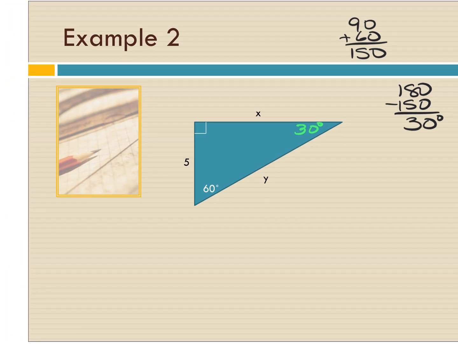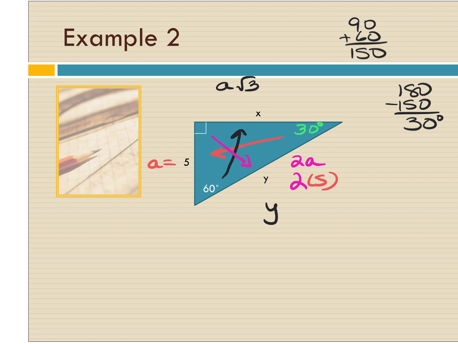So remember, the side across from the 30, this is where A is. The side across from the 60, this X up here, is supposed to be whatever A is with square root 3 behind it. And the side across from the 90-degree angle, this is my hypotenuse, and this is 2 times A. Well, if A equals 5, then my hypotenuse is going to be 2 times 5, and Y is going to equal 10.